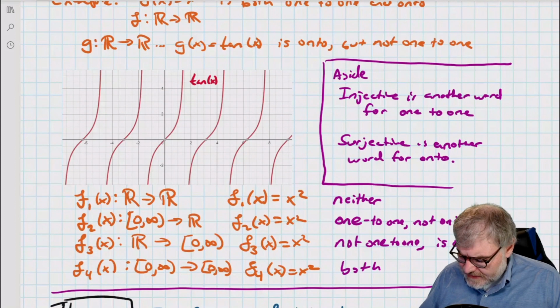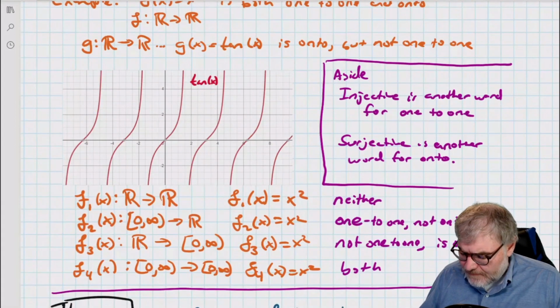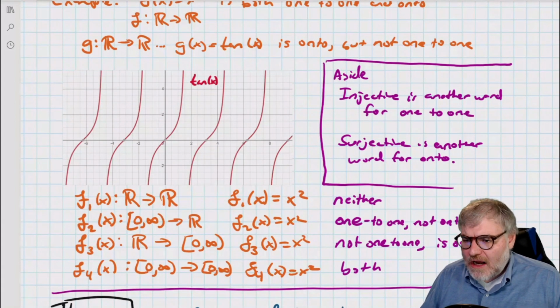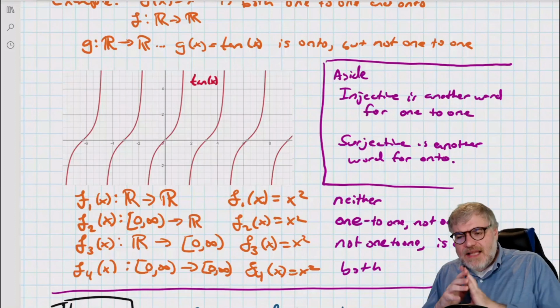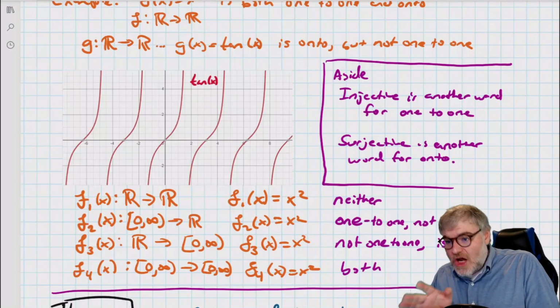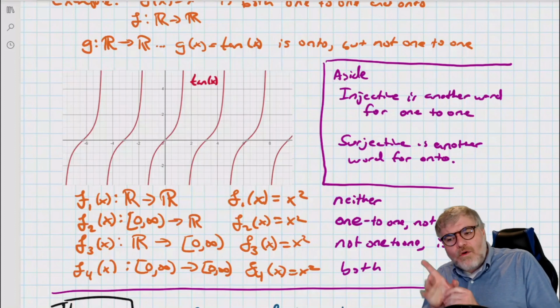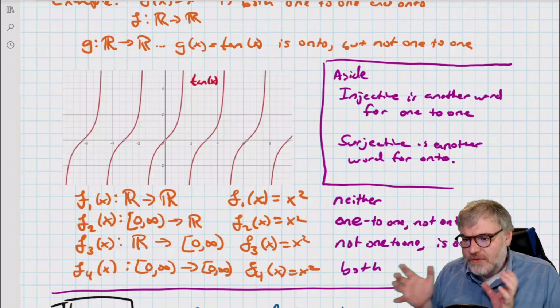x squared, as I said, was neither, but if I restrict the domain to 0, infinity, but I still don't leave the target as R, I get a function that's 1-to-1 but not onto. Likewise, if I restrict the target, I'll get something that's onto, but it's not 1-to-1. Only by restricting both the domain and the target for x squared did I get both.